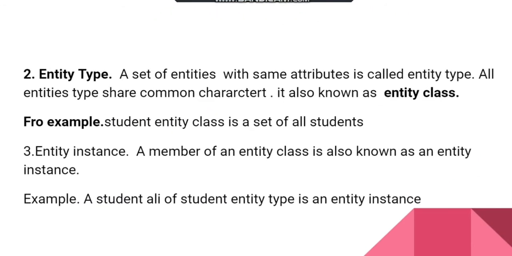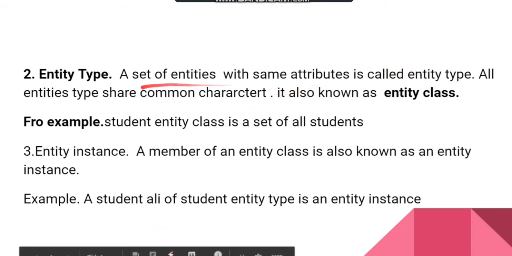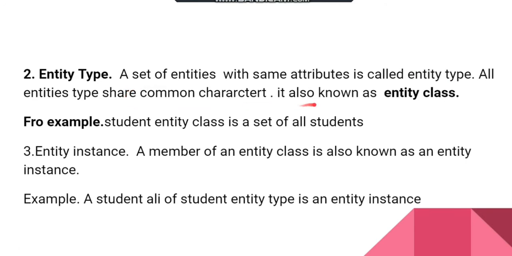Now the entity type. A set of entities with the same attributes is called an entity type. All the entities of a type share common characteristics. It's also known as an entity class. For example, the student entity class is a set of all students. If I want to create a system for a library or university, I will create a student entity class, which includes all the data of the students. So it is called the type of entity, and here the type of entity is student. I will group all the students in the student entity, and it is called the student entity class.